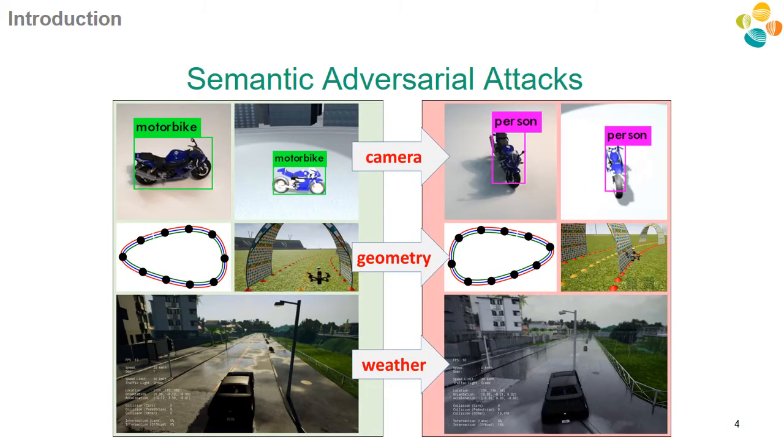Here come the semantic adversarial attacks, in which the attacks are not performed on the pixels, but on the parameters that define the environment in which the agent lives. For example, the change can be in the camera view angle, or the geometry of the track, or even in the weather in which the self-driving car is being tested.